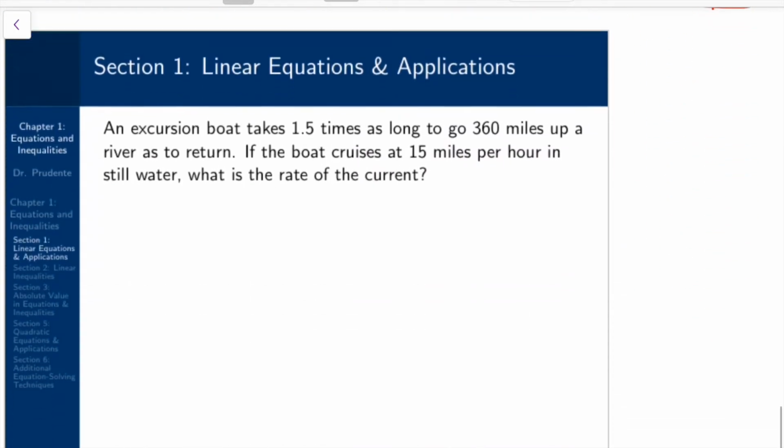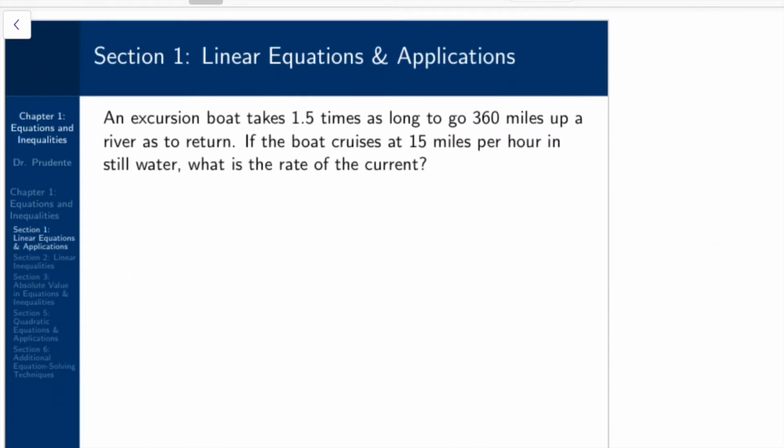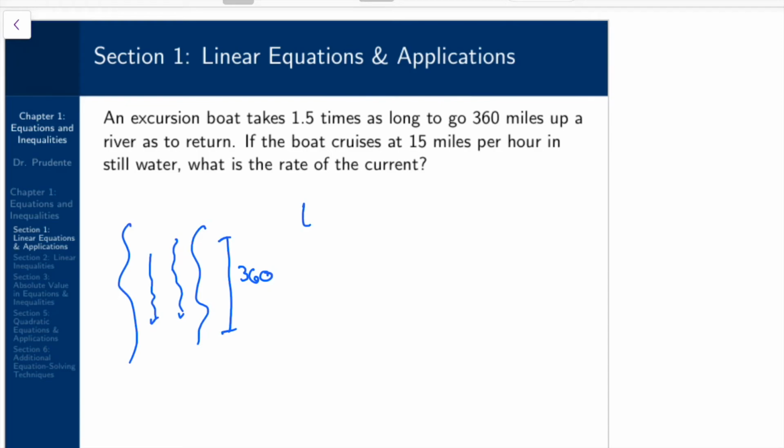All right? Let's look at one more example. So an excursion takes 1.5 times as long to go 360 miles up a river as it does to return. The boat cruises 15 miles per hour in still water. What's the rate of the current? Right? So this is actually a little geometric, right? So let's say the river is flowing in this direction, right? And the total distance it takes is 360 miles. So the time up is 1.5 times the time down.